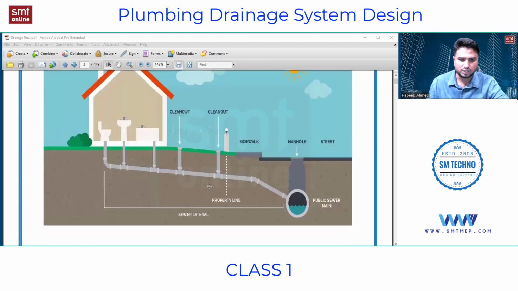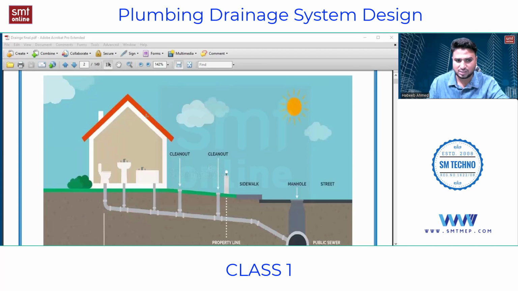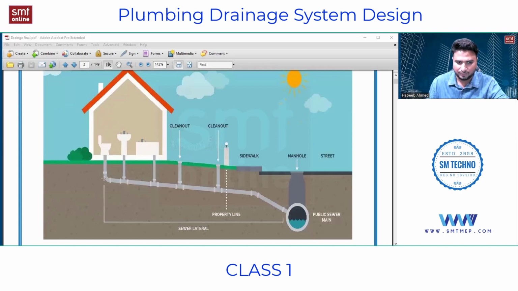Now, if you pay attention to this image, this is a house with a toilet area and a bathroom area. Here is one WC, here is a lavatory, and here is maybe a bathtub. When the drain happens, a pipe is connected below this floor, and it collects the drain from the WC, likewise from the lavatory, and likewise from the bathtub.